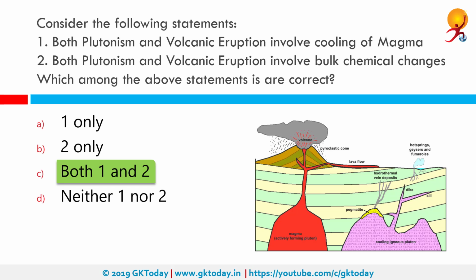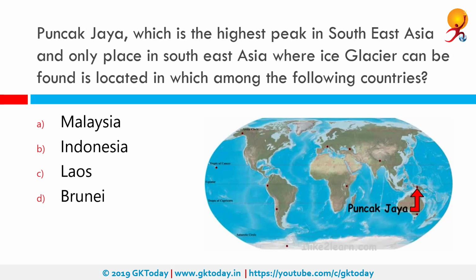To give you some background, the melted rock or magma is less dense than the rock surrounding it, allowing it to rise towards the Earth's surface. This is because plutonic rocks are rocks formed when magma cools and solidifies below the Earth's surface, and volcanic rocks are rocks formed when lava cools and solidifies on Earth's surface. So in both cases, there is cooling of magma and chemical changes.